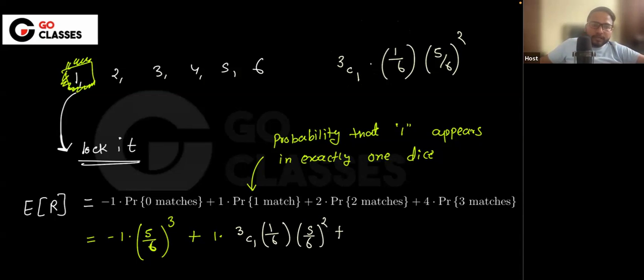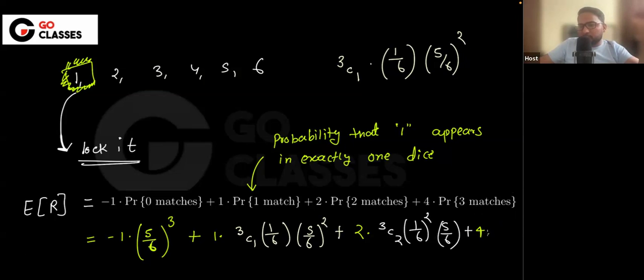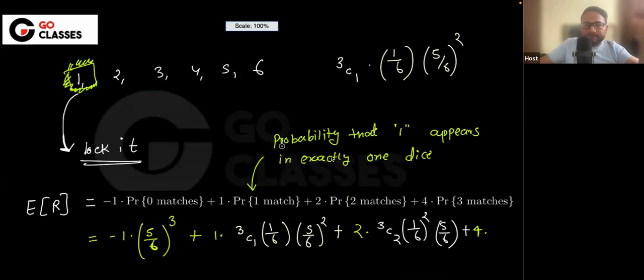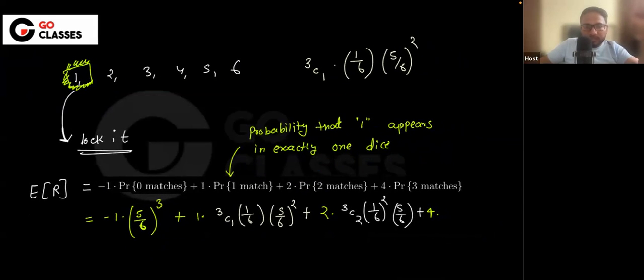Okay. Now, similarly, one appears in exactly two dice, then 3C2, or actually 3C1 or 3C2 are the same. Exactly two dice, which means (1/6) square this time into 5/6, right? Okay. In exactly three dice it appears, or all of the dice, then 3C3, which is just one. So basically, it will be 3C3 into (1/6) cube. Is this fine to everyone?